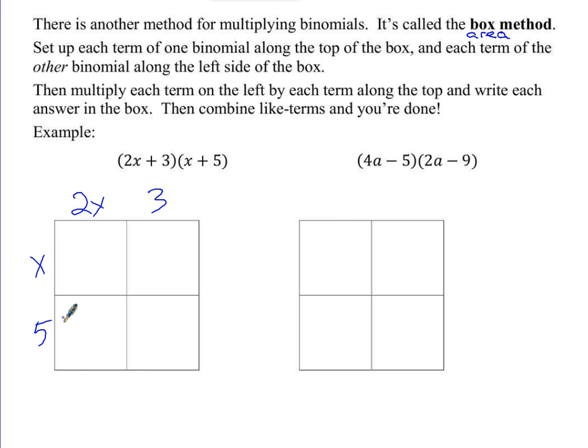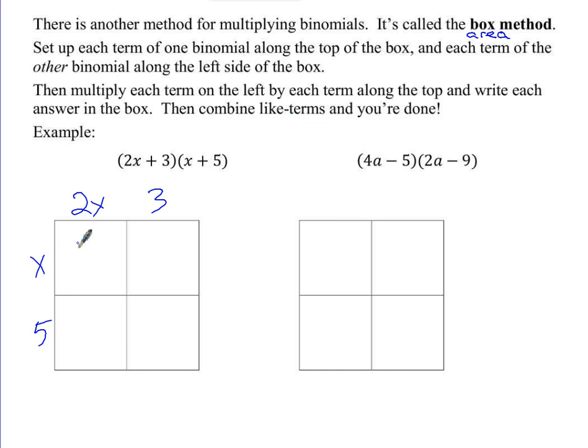Yep, you multiply this guy times this guy and write the answer there. This guy times this guy and write the answer there. All right, that's all that's saying. Multiply each term on the left by each term along the top and write each answer in the corresponding box. Then combine like terms and you're done. This is a great method to do exactly the same thing that we've been doing.